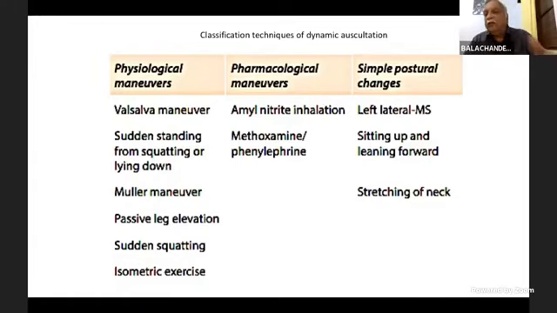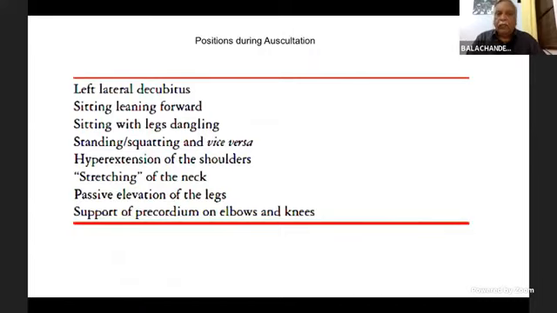And there are lots of other things with simple postural changes, like going to the left lateral, sitting up, leaning forward. This is a standard phrase all of you will use for describing an early diastolic murmur. And these are the positions during auscultation. The left lateral decubitus, sitting and leaning forward, sitting with legs dangling, standing, squatting, hyperextension of the shoulders, stretching of the neck, etc., passive elevation of the legs, and of course, to hear sometimes pericardial rub.